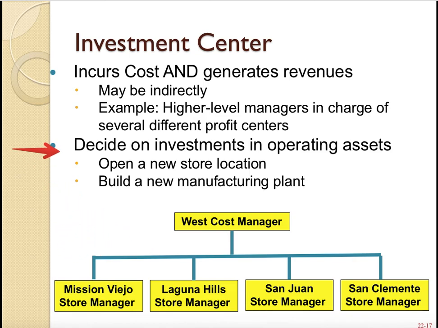So that's what makes him different than a profit center, is that he can make those decisions to invest money into additional assets such as a new store, or for example, buy a new manufacturing plant or buy new equipment or something along those lines.